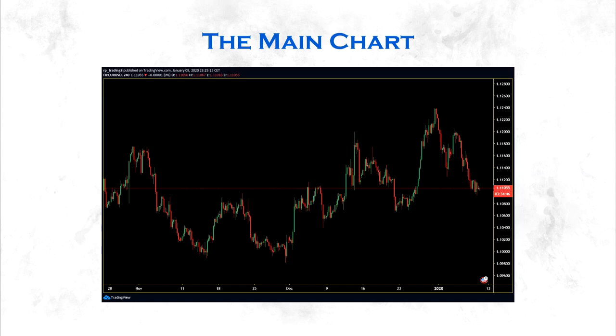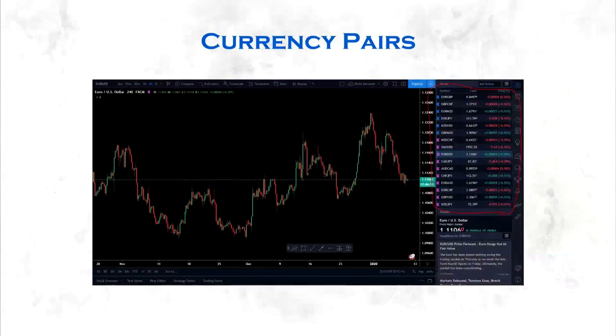Next thing I want to talk about is the main chart. The main chart is simply the chart that you look at when you're trading. It is the chart where you see what the price is doing. That's it. Next thing is currency pairs.